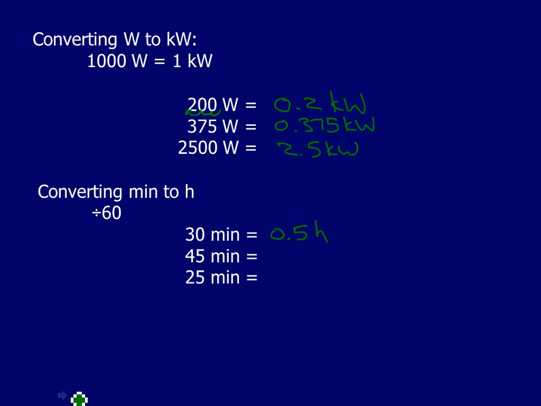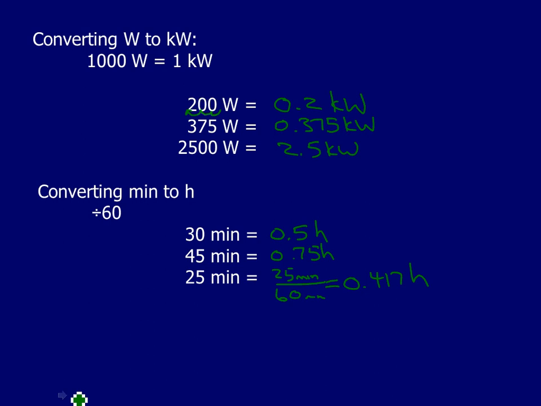45 minutes could also be an easy one, even without calculating it. What do you think? 0.75, right? Because it's 3/4 of an hour, or you could do 45 divided by 60. 0.75 hours. If I get something like 25 minutes, then I might do 25 minutes divided by 60 minutes. I might write it down that way, do a calculation. What's it going to be? 0.417 of an hour.